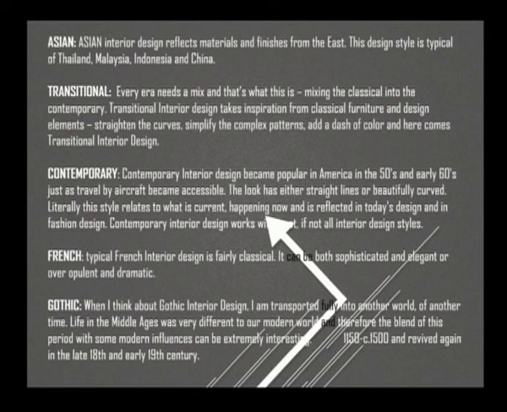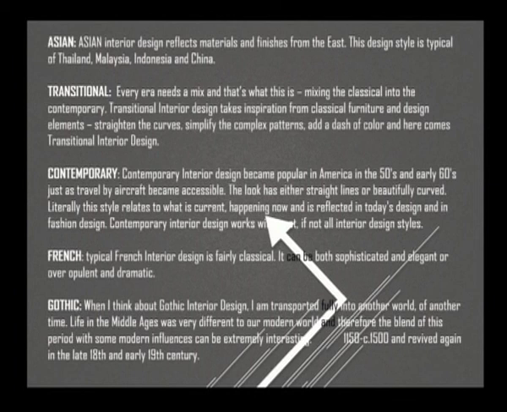The look has either straight lines or beautifully curved. Literally, this style reflects what is current, what is happening, and it reflects pretty much the styles that are very fashionable. So it had very much a lot to do with the fashion industry also.